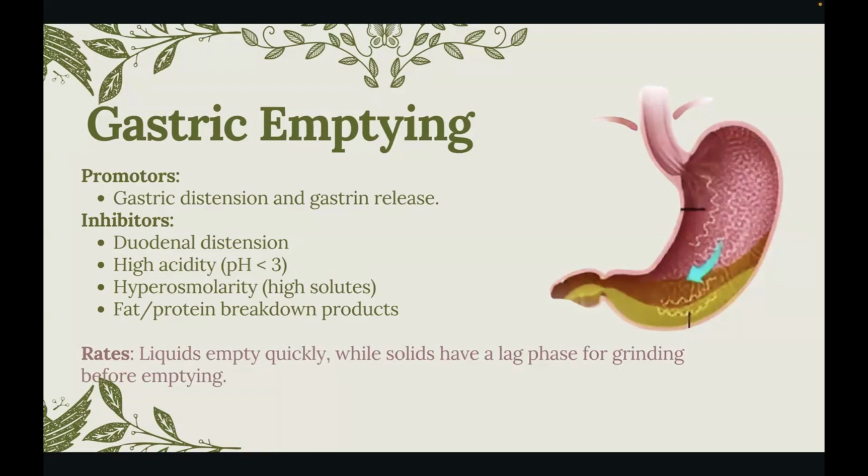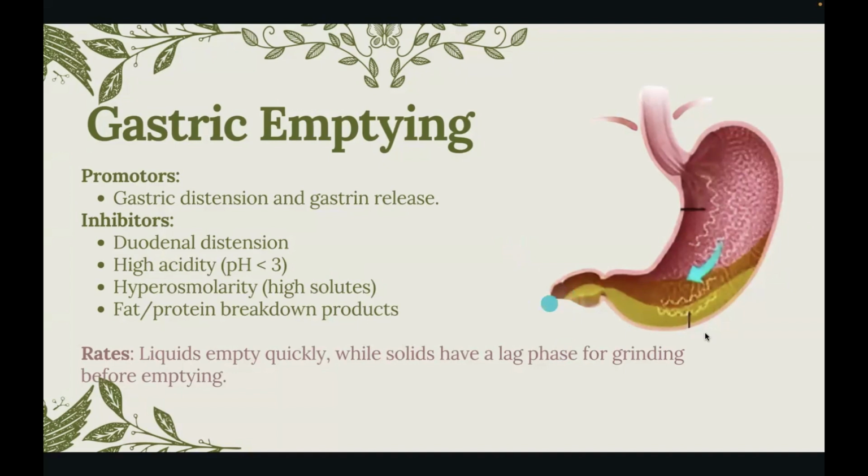Because let's say there's already distension in the duodenum and then you push even more food out of the stomach, or let's say you put food back into the stomach, no. This is just going to create even more obstruction. So this is why it's an inhibitory thing. Number two is the high acidity.